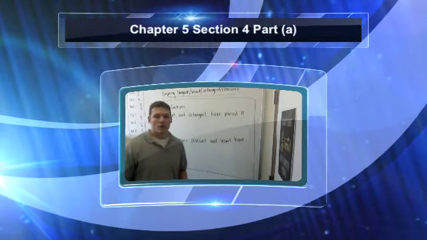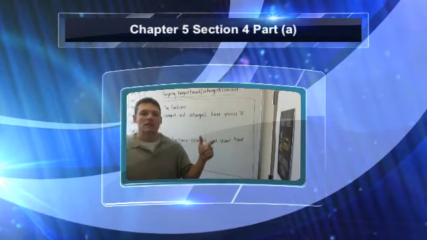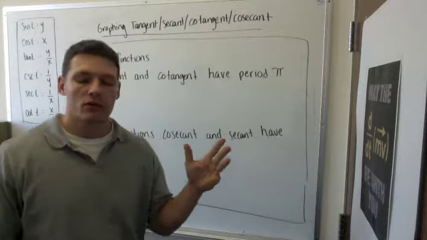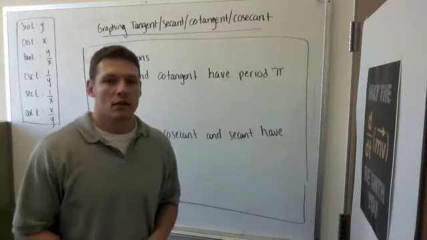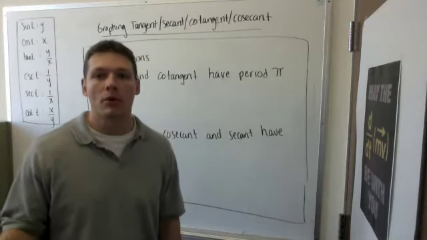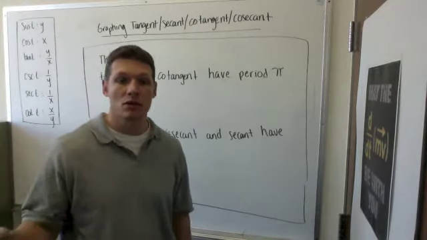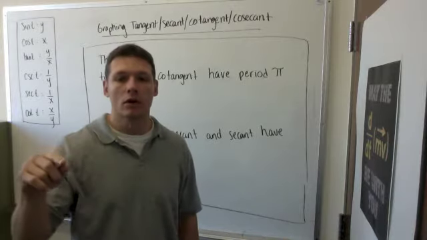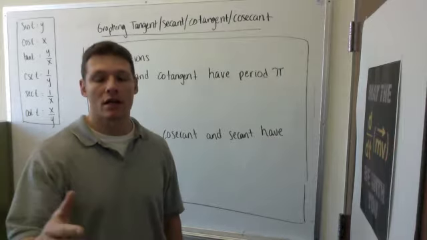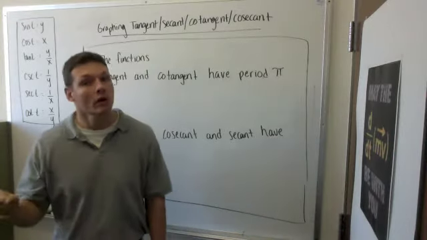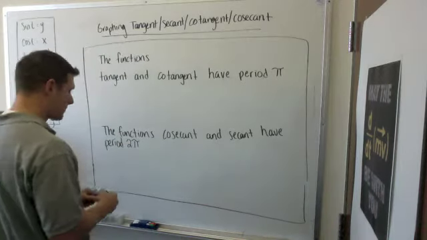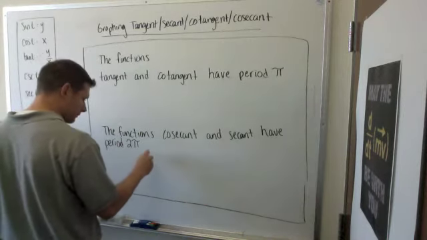Okay, so we're going to talk about graphing tangent, secant, cotangent, and cosecant right now. The first thing that we want to note is that cosecant and secant are just reciprocals of the sine function and the cosine function. Now reciprocal means 1 over. So because they're reciprocals, they'll have the same period. Sine and cosine both have a period of 2 pi, therefore secant and cosecant will also have a period of 2 pi.